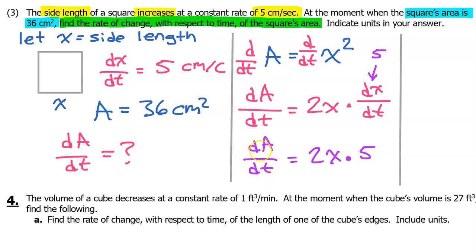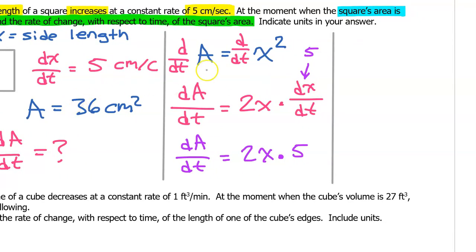So we need to find dA dt, but we still have this variable x sitting here. So we need to find x somehow. Well, we haven't used this 36 yet. We know the area at this particular moment. And we have the relationship that the area is equal to x squared. So let's use this to find x. So if the area is, of course, equal to x squared, but we know at this moment that the area is 36, so we have 36 is equal to x squared. Then taking the square root of both sides, we know that x is equal to 6.